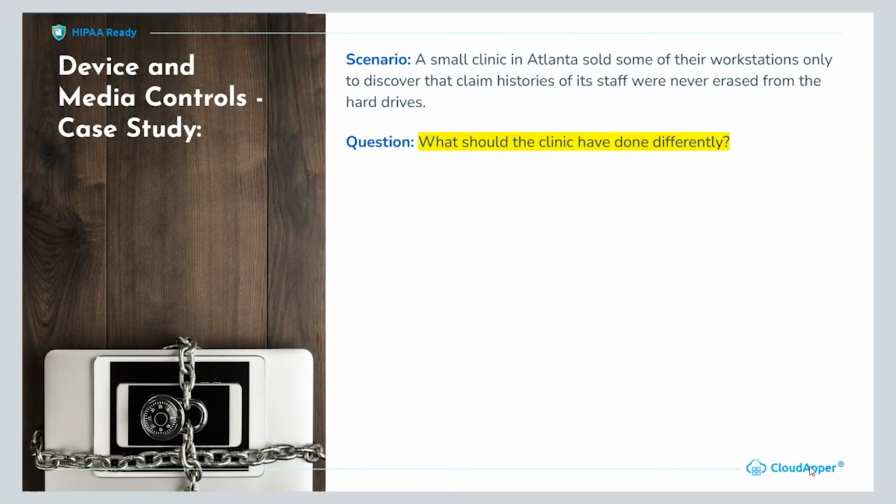Let's do a case study on device and media controls. A small clinic in Atlanta sold some of their workstations only to discover that claim histories of its staff were never erased from the hard drives. What should the clinic have done differently?